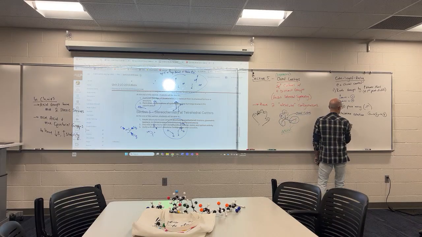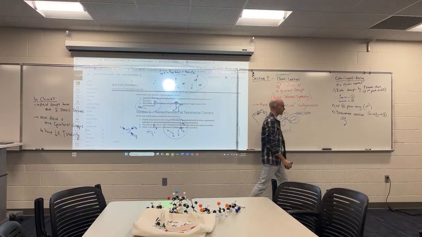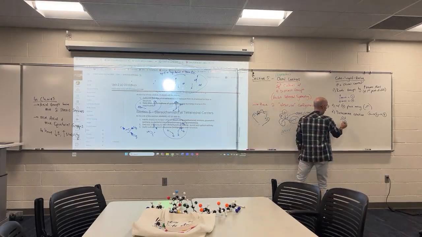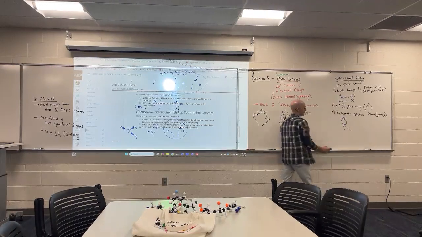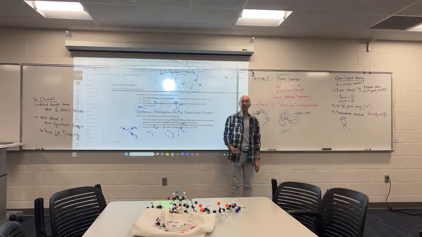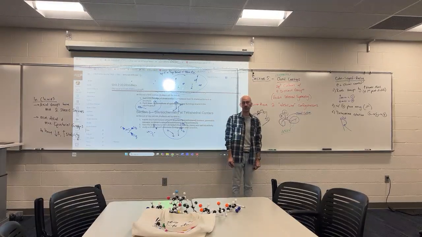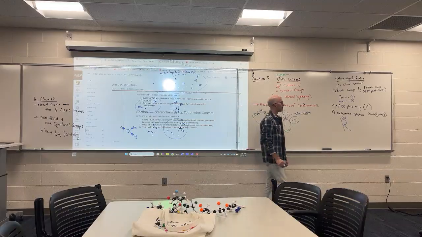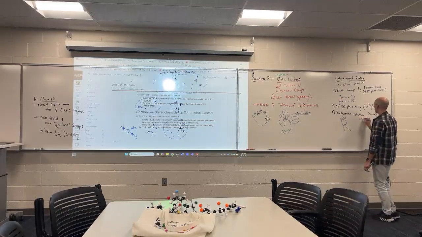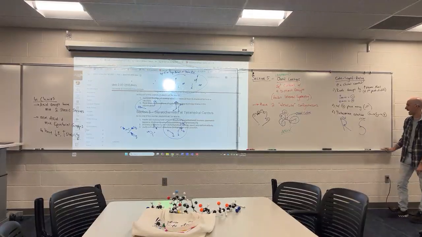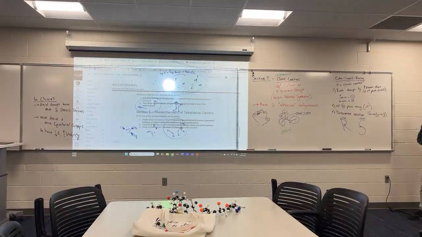If the rotation is clockwise, I've drawn it like this for a reason. If the rotation is clockwise, then this makes up the top half of an R. And we label that configuration R, like saying right-handed, R. I'm sorry, we don't get to pick the letters. If the rotation is counterclockwise, then this makes up the top half of an S. And we call that configuration S.